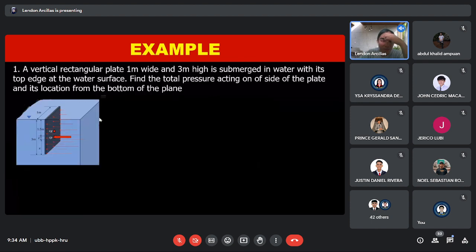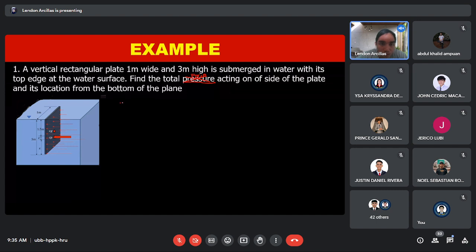Okay, so let's have an example. Number one. A vertical rectangular plate, 1 meter wide and 3 meters high, is submerged in water with its top edge on the surface. Find the total pressure acting, or the total hydrostatic force, acting on the side of the plate and its location from the bottom of the plane.